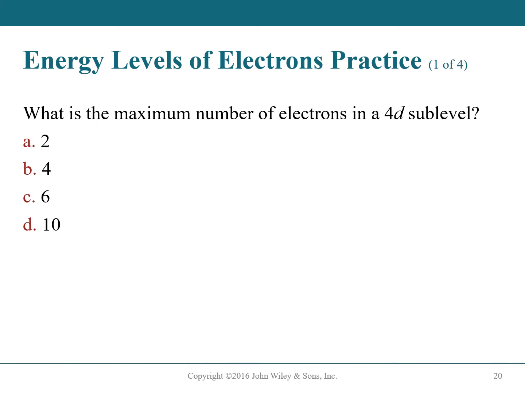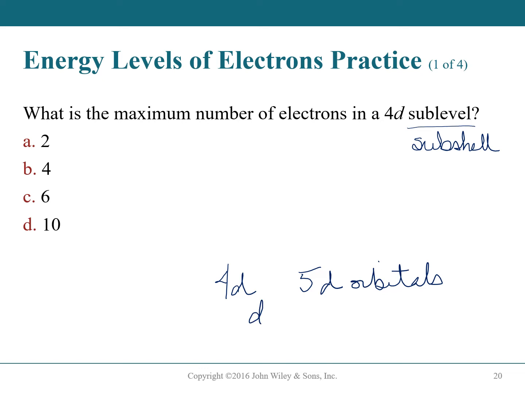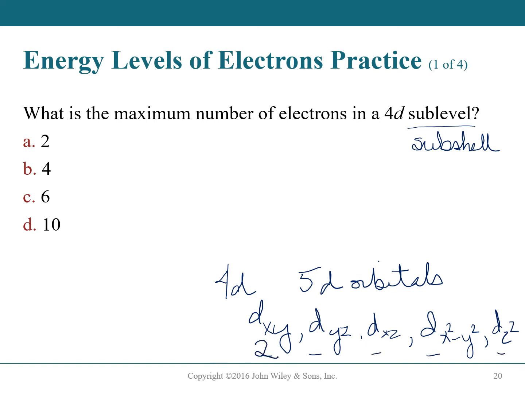So what's the maximum number of electrons in a 4D sublevel or subshell? For 4D, we know that we have 5 d orbitals, right? Because we have dxy, dyz, dxz, dx squared minus y squared, and dz squared. And each of these orbitals holds 2 electrons.